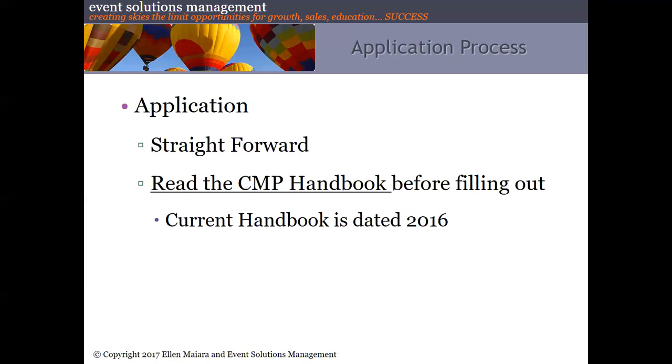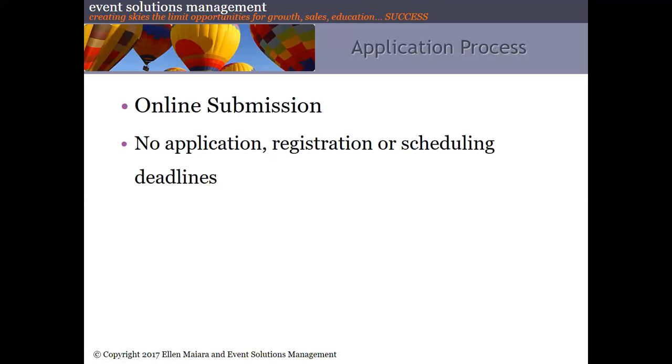So the application is very straightforward. People go around and they start filling it out, and it's very easy, and then they hit a roadblock, and then they start wondering if they're doing it correctly. If they've read the CMP handbook, they know exactly what they're doing. If they don't, then they start wondering, right? So definitely try and get that CMP handbook and take a read before you fill out your application.